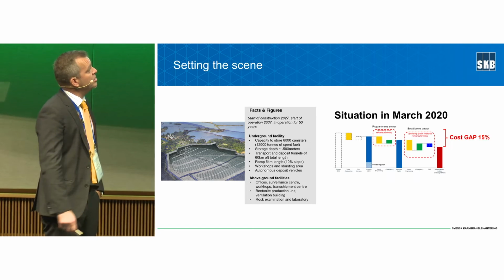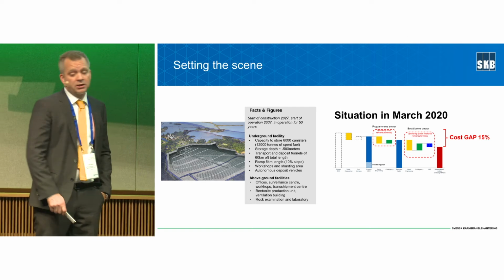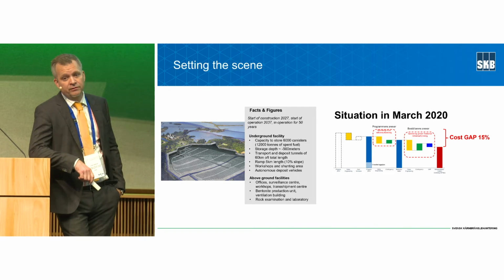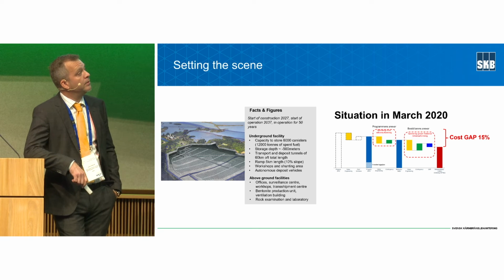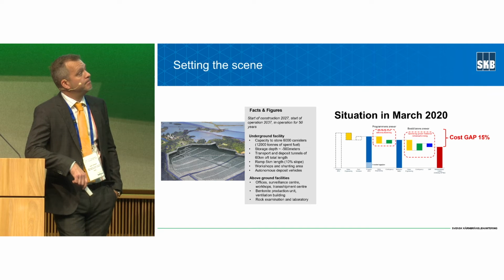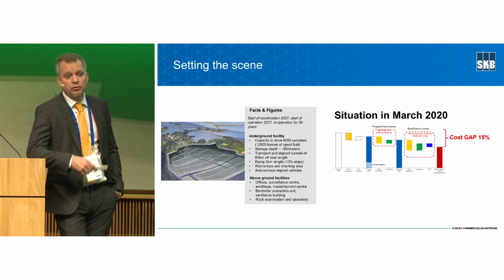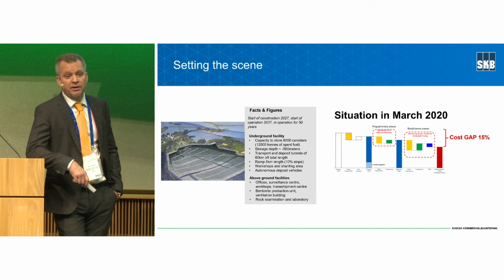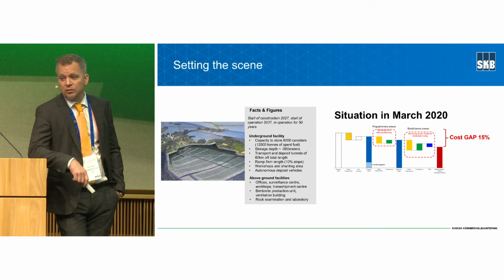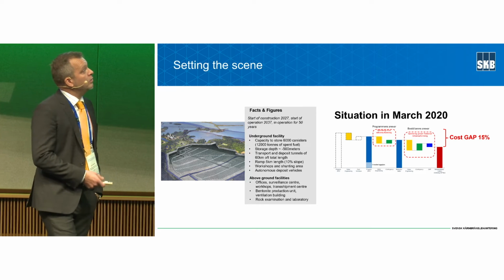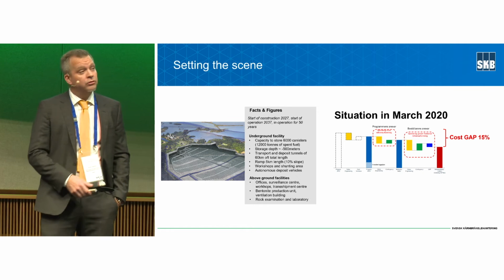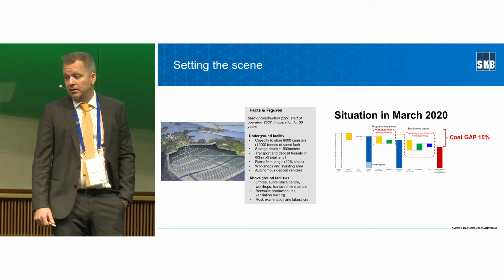But we had a situation in March 2020 when we did our new calculations for the final cost for the repository. We had a quite big cost gap, and I think all of you will end up with that during the process, because during so much time you have inflation and other things tend to increase in cost, and you will end up with a cost gap that you need to address in some sort of way. So that's more or less what I'm going to talk about: how we addressed that cost gap and how it ended up.